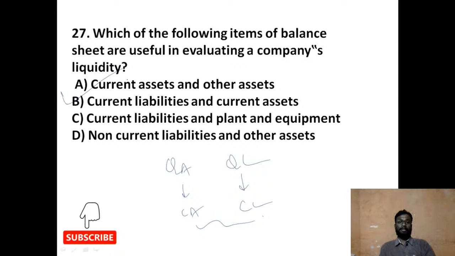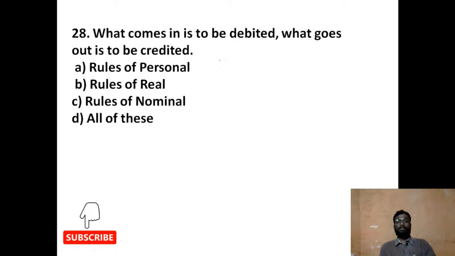So current liabilities and current assets. Debit what comes in, credit what goes out. Try to understand: debit what comes in, credit what goes out. It is a rule of which account? Debit what comes in, credit what goes out. It is a rule of real account, isn't it? It's a rule of real account.